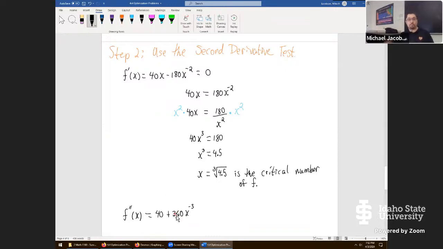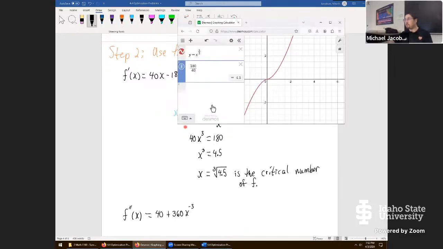Now looking at this, we need to show that this is always going to be positive, so we have an absolute minimum. We've minimized cost if that's the length of the width. Sometimes those arguments are hard to show, and you have extra things available to you if you're doing this as a homework problem. We could just say y equals 40 plus 360 x power -3.